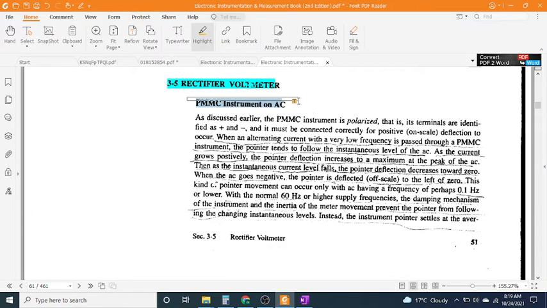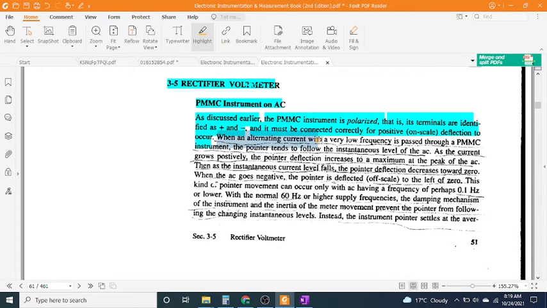PMMC instrument on AC. As discussed earlier, the PMMC instrument is polarized, that is, its terminals are identified as plus and it must be connected correctly for positive, on-scale deflection to occur.